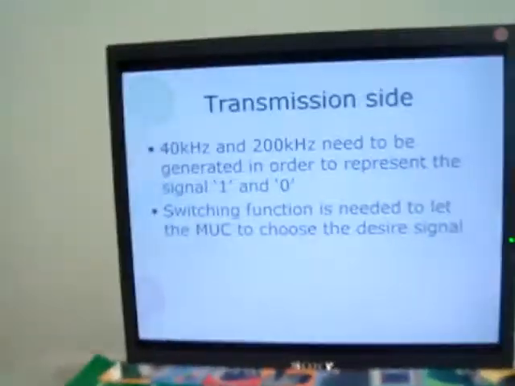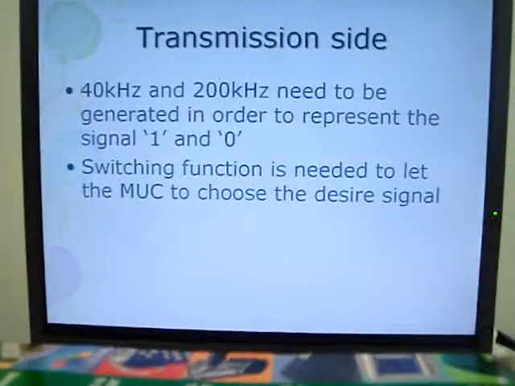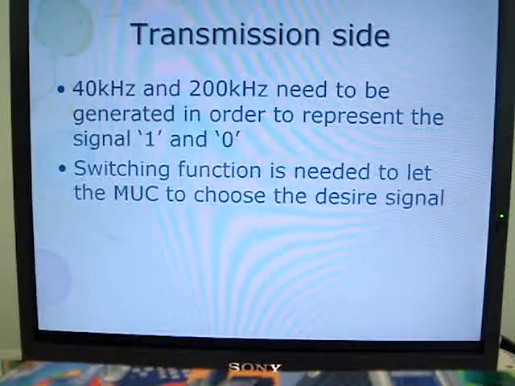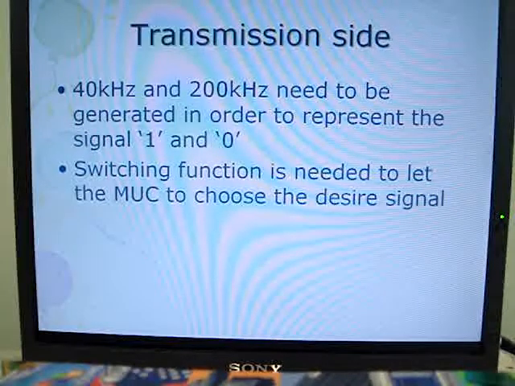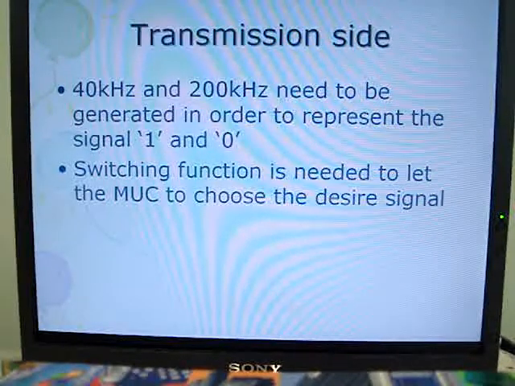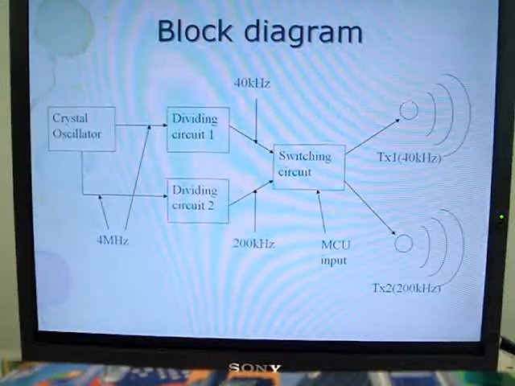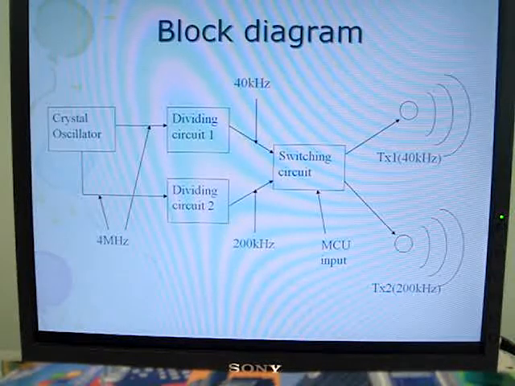For the transmission side of the hardware circuit, we would like to generate a 40 kHz signal and a 200 kHz signal in order to represent signal 1 and 0. Second, we need a switching function to let the MCU choose the desired signal. Let's see the block diagram of it.